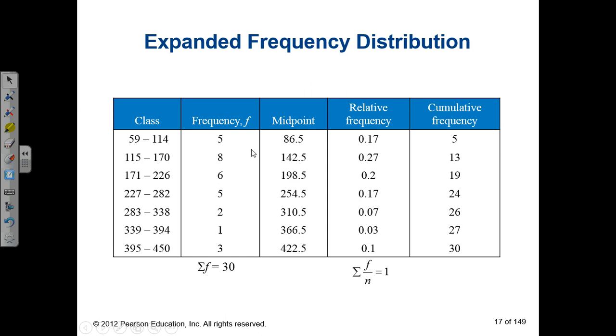You had 5, then 5 plus the 8 is 13. 5 plus 8 plus 6 is 19. 5 plus 8 plus 6 plus 5 is 24. Your last entry should be the total number in your sample.